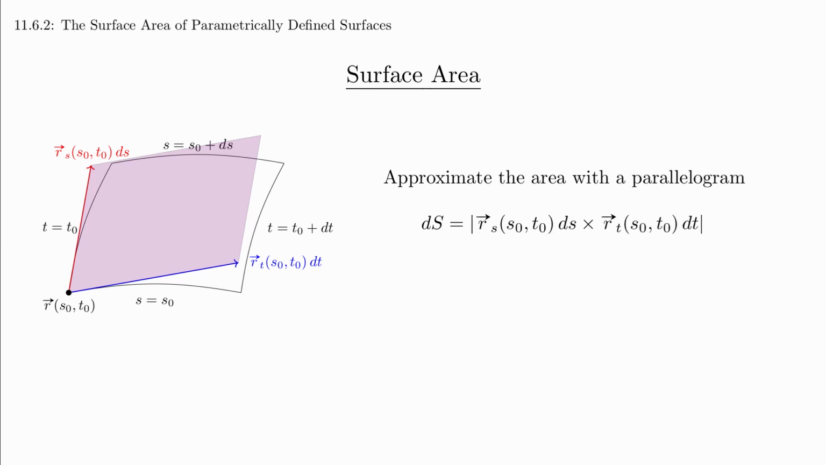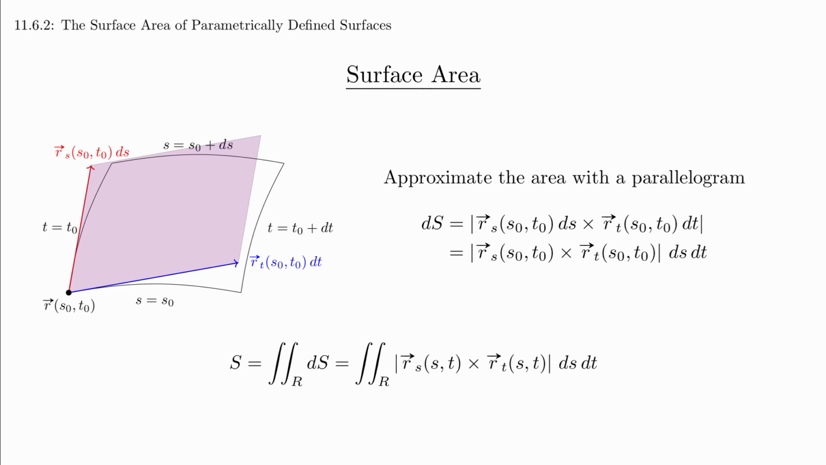And now we use the fact that the length of the cross product of two vectors gives us the area of the parallelogram spanned by those vectors to get our area element. We get dS is equal to the length of r_s ds cross r_t dt. Because of the properties of the cross product, we can factor out the ds and the dt, giving us this alternative representation. The book uses dA for ds dt, since ds dt acts just like dx dy would, but that notation can potentially get confusing if you're not careful, so I'm going to leave it like this.